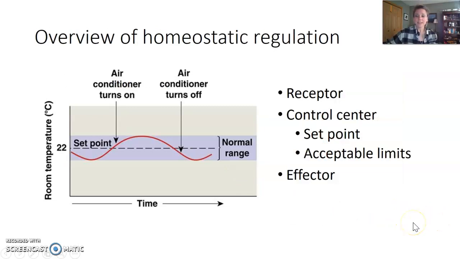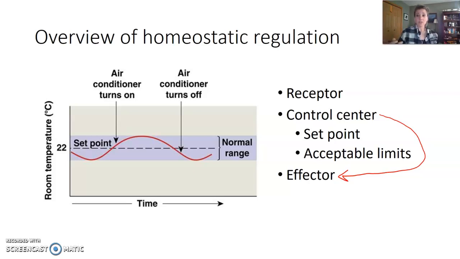All right, so each homeostatic circuit is going to consist of three parts. We have the receptor, the control center, and the effector. The receptor is what senses a change in the environment, and it sends its information along to the control center. The control center is often the brain, but it could be another gland or an organ. And the control center is going to send a command to the effector. The effector is then going to create some kind of change.